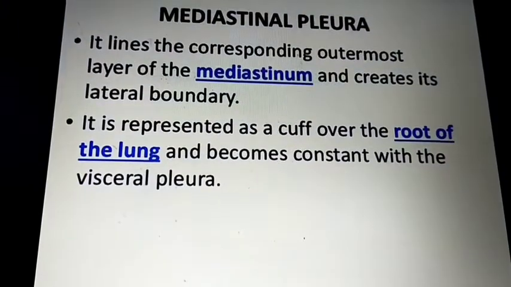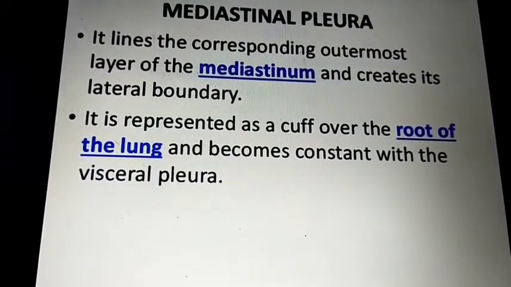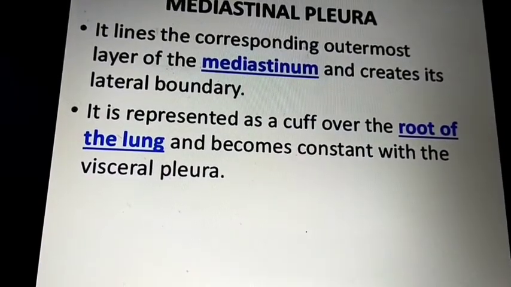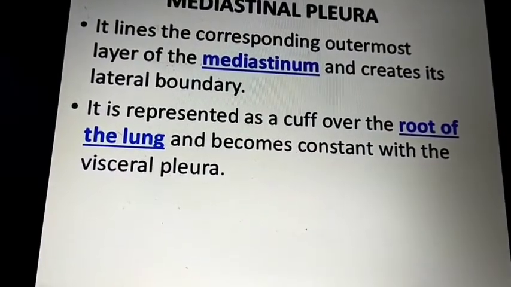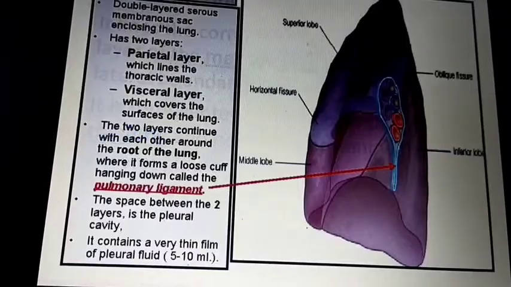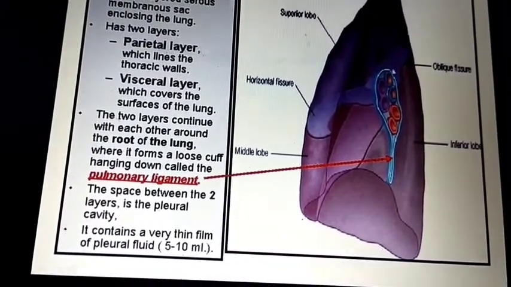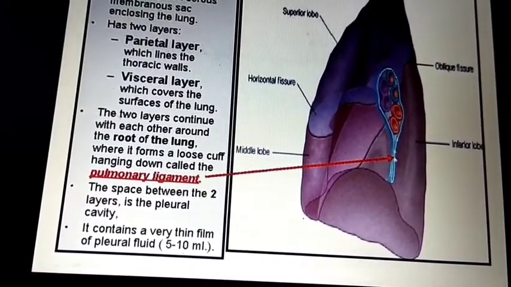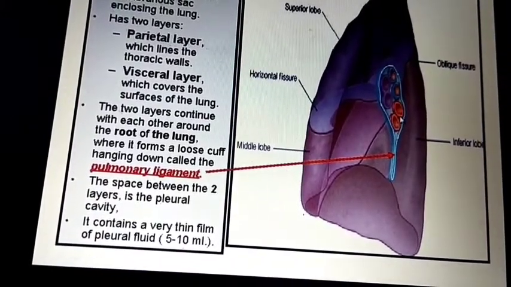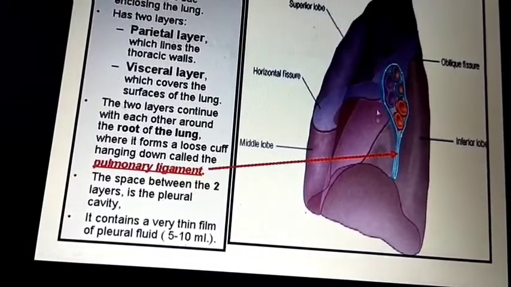Now the mediastinal pleura lines the outermost layer of the mediastinum. Already I have told you it forms the lateral boundary. It is represented as a cuff over the root of the lung and becomes continuous with the visceral pleura. You can see this is a cuff at the root of the lung and this is the pulmonary ligament. Here the parietal and visceral pleura both cover this area and form it like that.